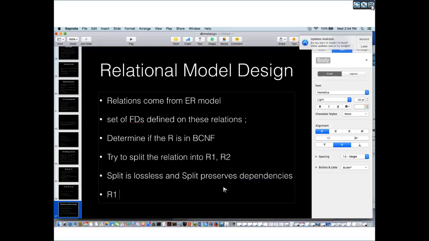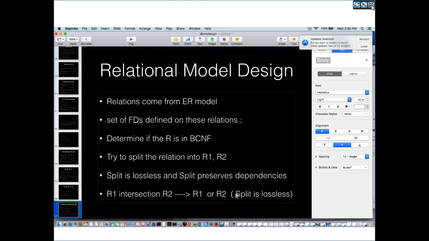For the split to be lossless, one of the conditions is R1 intersection R2. That means there are some common set of attributes, and then either R1 or R2 is functionally determined by it. This means the split should be such that there are some common attributes between R1 and R2, and then they actually functionally determine one of the relations. In this case, the split is going to be lossless.